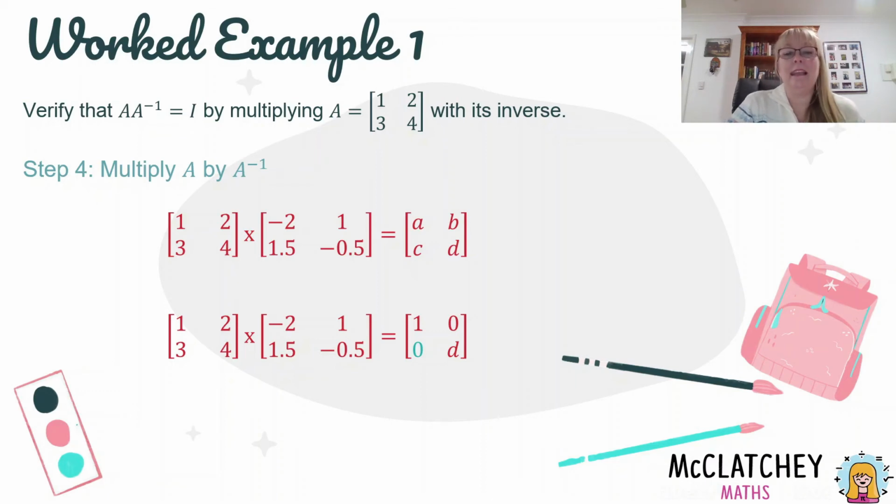And then our last number is, we're going to do row 2 times column 2. So 3 times 1 is 3. And then 4 times -1/2 gives us -2. So 3 take away 2 gives us 1.